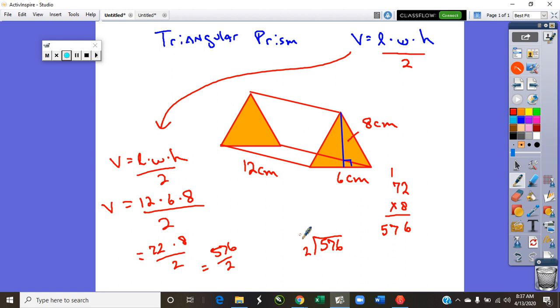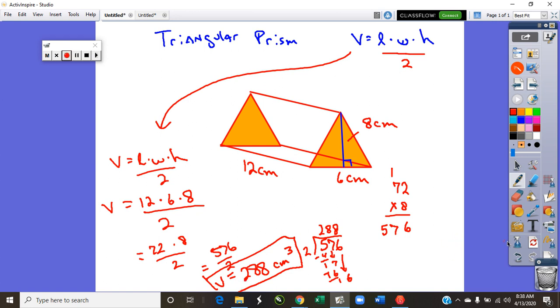All right, so let's take this. 2 goes into 5 twice. So minus 4, 1, bring down my 7. 2 goes into 17 8 times. So minus 16, bring down my 1 and my 6. And 2 goes into 16 8 times. So the answer to this would be 288 centimeters what? Cubed. This is my final answer. A little more work to show here, but hopefully you kind of understand how we found the volume of that triangular prism.